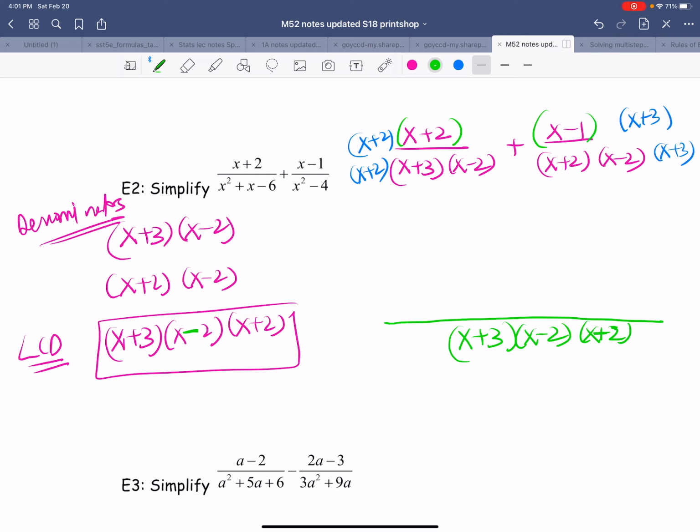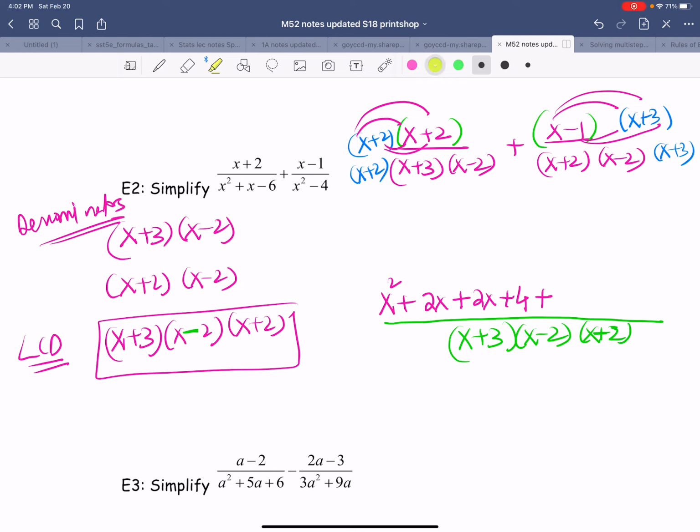I am going to be using parentheses to make sure I do distribute the x plus 2 into another x plus 2 and I distribute x minus 1 into x plus 3. Okay, when we multiply these, we're going to be using foiling. First, outer, inner, last. Okay, first times first, x times x is x squared. Outer times outer is x times 2 is 2x. Inner is 2 times x, which is 2x. And last is 2 times 2, which is 4.